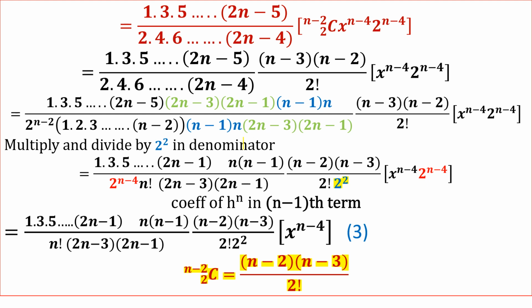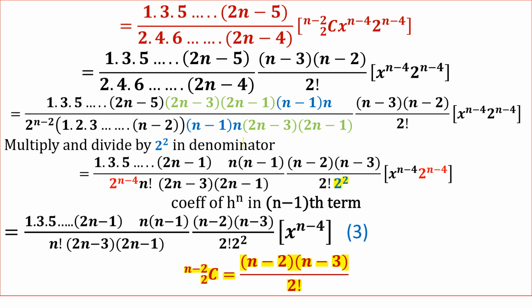Now the coefficient of h to the power n, in the (n+1)th term, is this one: 1·3·5 ... (2n−1), so n factorial. So 2n−4 and 2n−4 cancelled. Left is n factorial, 2n−3, 2n−1, right? 2 factorial here, right? And 2 squared here, right? This 2 squared is from here. So the same thing here, right? And n−2 C 2, that we already wrote on the previous slide also, same thing, right?